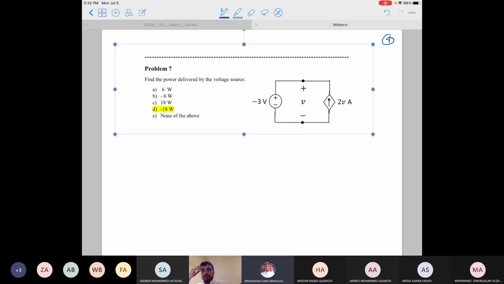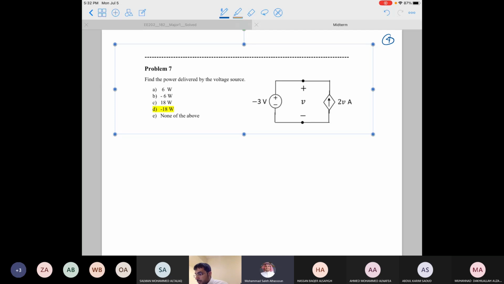So let me ask you this question. If I tell you to find the power delivered by the voltage source, what do you think the heading assumption here is? Mohammed? It will be negative. Yes, I mean, the power that I need to find should be negative. So I'm assuming the source is generating power. So if I end up getting positive, what should I write? Should I use the positive or the negative?